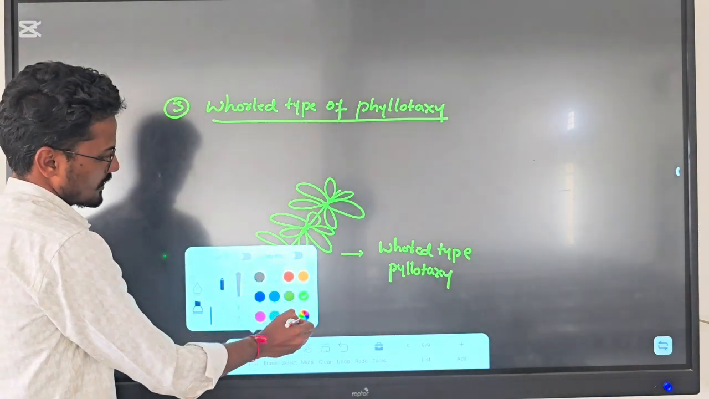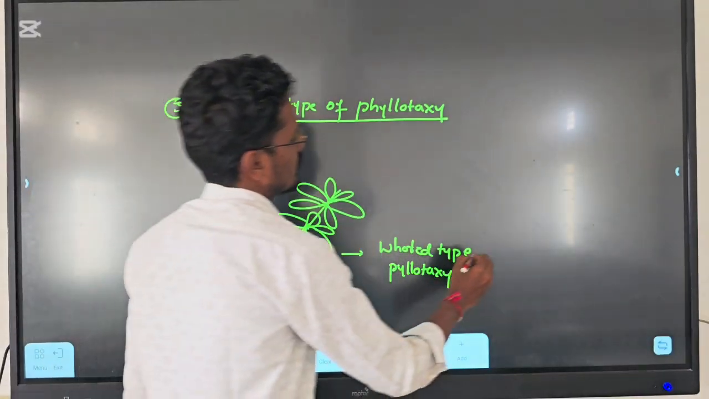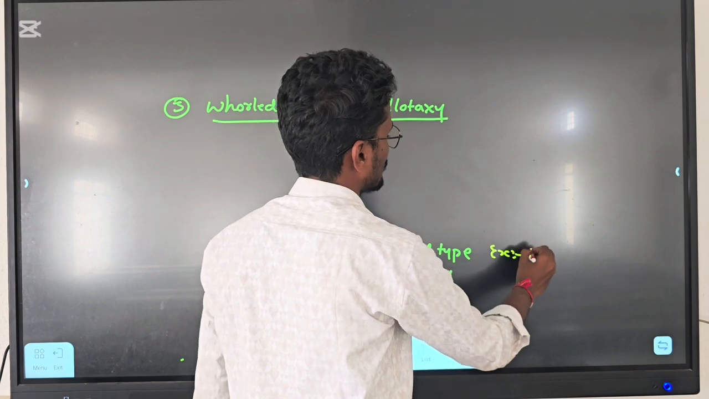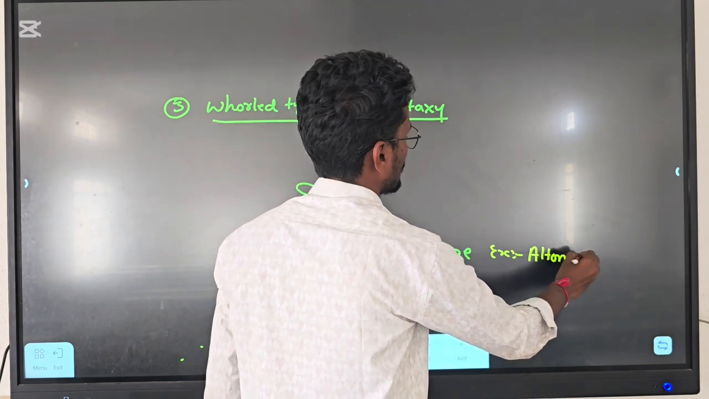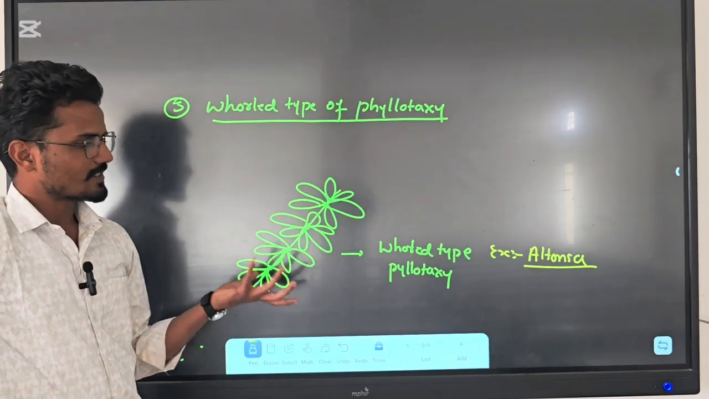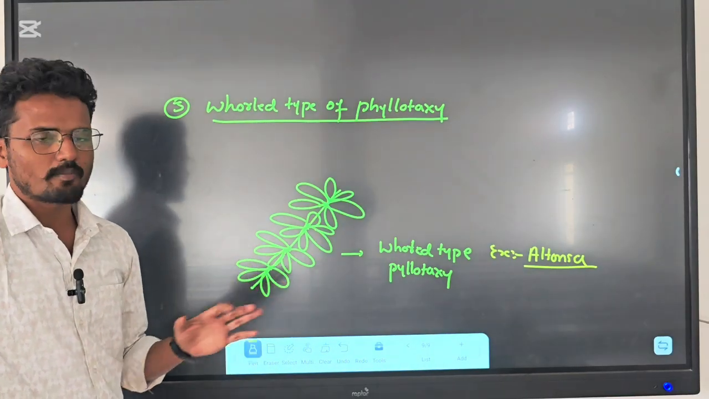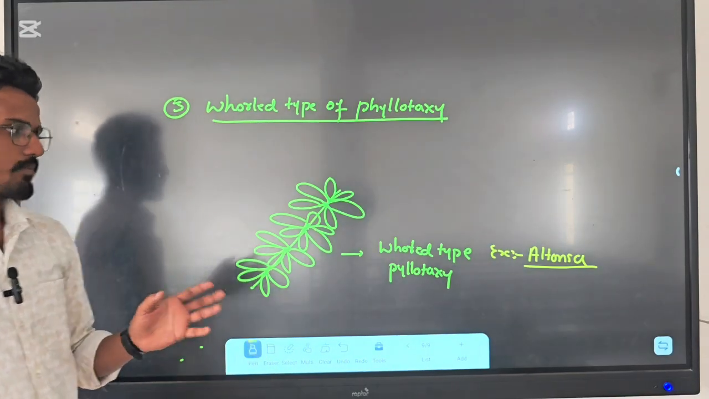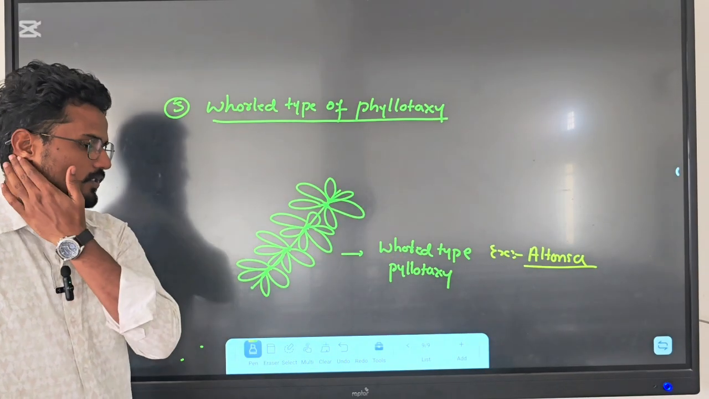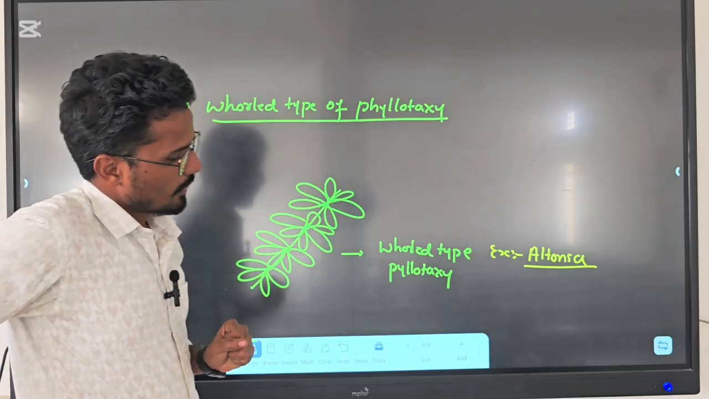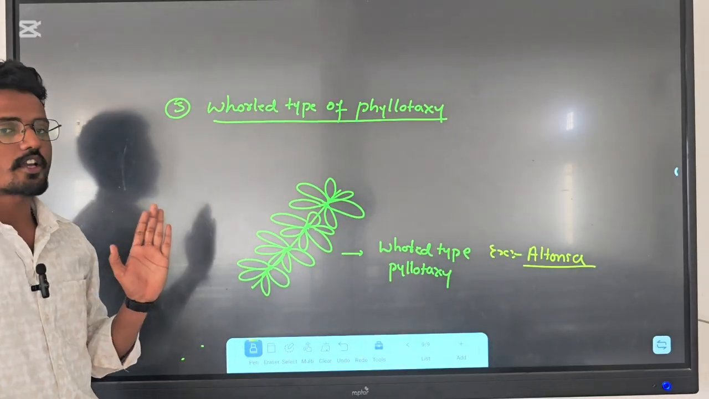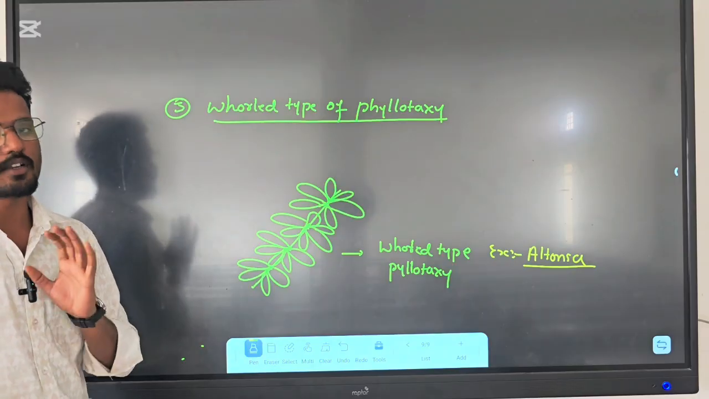Example for this one, as your NCERT mentioned, is Alstonia. The Alstonia plant is the best example for this. Except that, the silk cotton plant is also there. There are many more examples, but as your NCERT mentioned, it is Alstonia. So we have completed the third type of phyllotaxy, the whorl type. Hope you all understood.